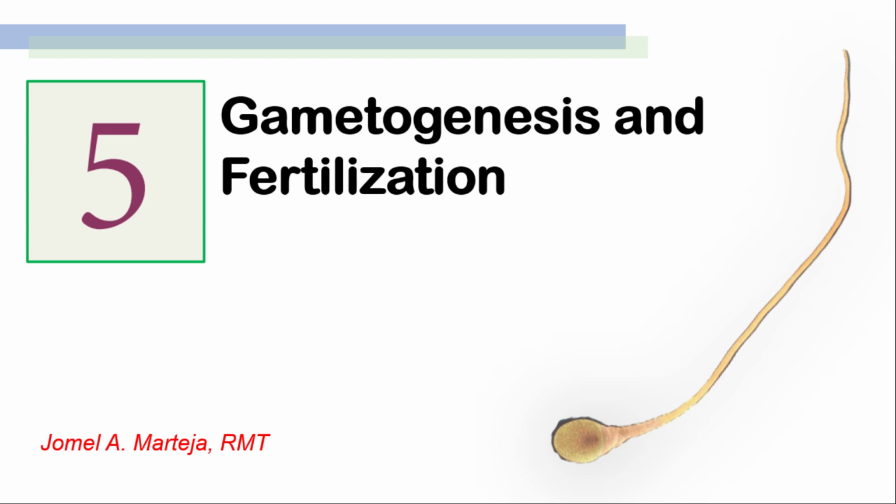Gametogenesis is the process in which gametes are formed. In human males, the gametes are called sperm cells. In human females, the gametes are called egg cells or ova. Now, these gametes are produced using meiosis. Again, in meiosis, which we have discussed previously, a diploid cell, for the case of humans, a diploid cell means a cell containing 46 chromosomes.